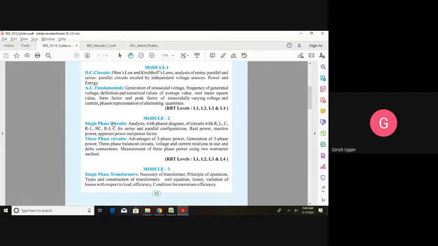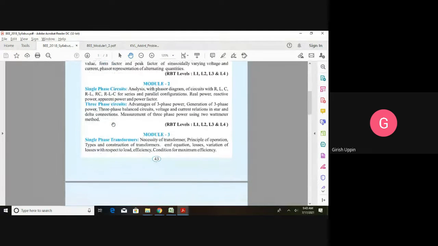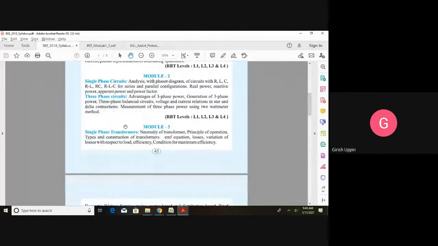In module 2, we are going to see single phase circuits. In this case, single phase circuit, the questions you can expect is the analysis of an AC circuit having a pure inductor or pure capacitor, pure RL, pure RC. At least one among these will definitely come, and R and RLC, based on this understanding, you can easily do it. 100% one of these six will come.